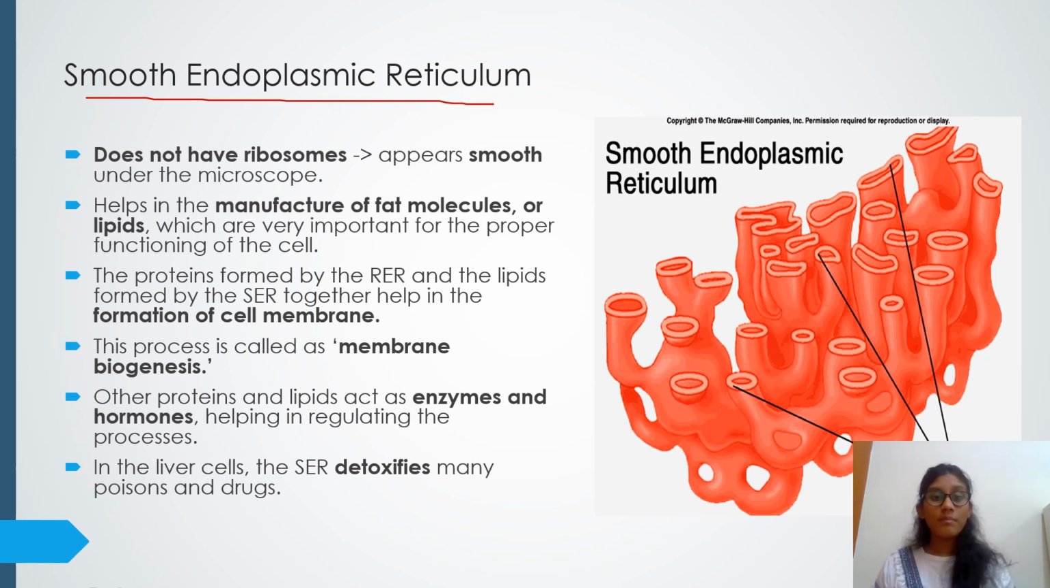The proteins formed by the rough endoplasmic reticulum and the lipids or fat molecules formed by the smooth endoplasmic reticulum together help in the formation of the cell membrane. This process of formation of the cell membrane is called membrane biogenesis. Other proteins and lipids act as enzymes and hormones, helping in regulating the processes that are happening all around the cell. Another important function of the smooth endoplasmic reticulum is that it detoxifies many poisons and drugs in the liver cells of vertebrates.